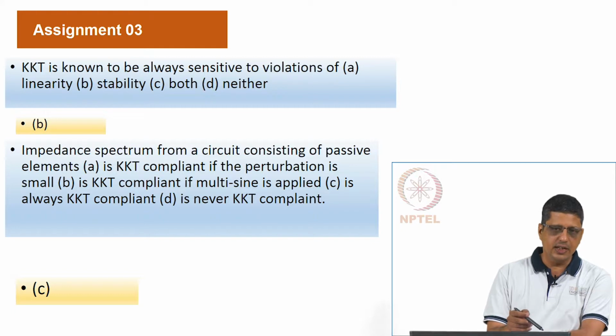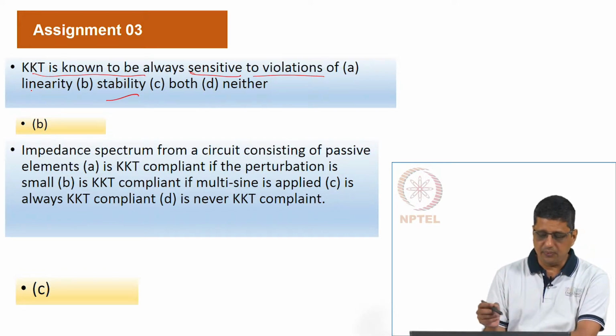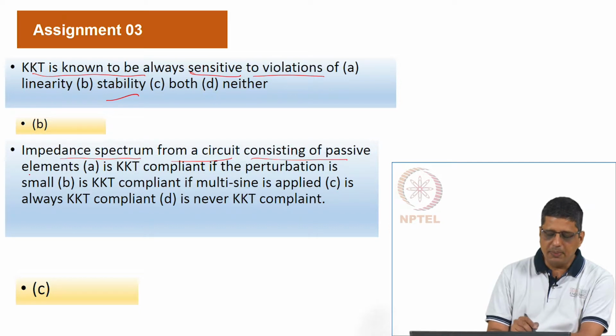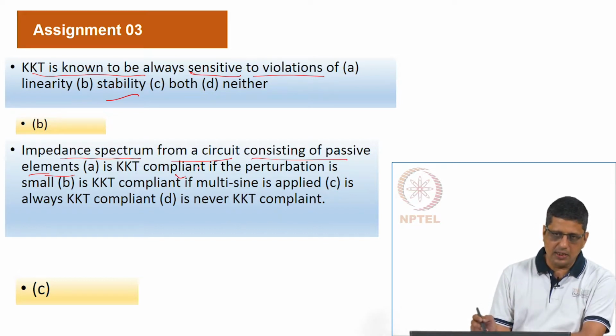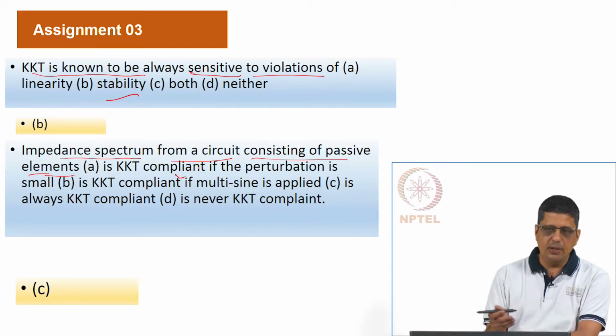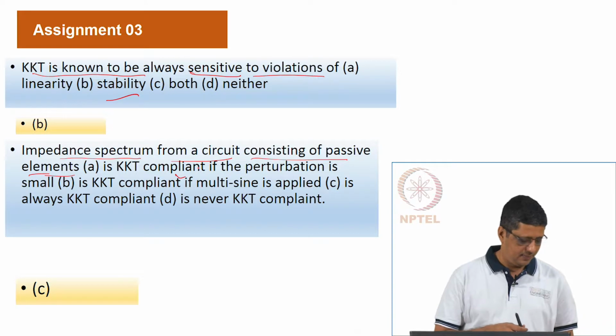And it is pretty much the same question asked in a different way. KKT is known to be sensitive to violations of stability. Sometimes it is sensitive to the violation of linearity and sometimes we know that it will not detect the violation of linearity. And an impedance spectrum from a circuit consisting of only passive elements, that is always KKT compliant. Whether you apply a small amplitude or large amplitude, whether you apply a single sine or multi-sine, the spectrum that comes out of that should be KKT compliant, as long as you acquire the spectrum in a wide enough range and test for KKT compliance.